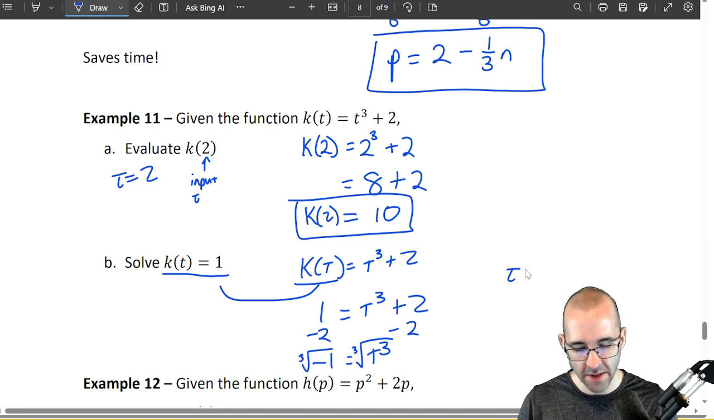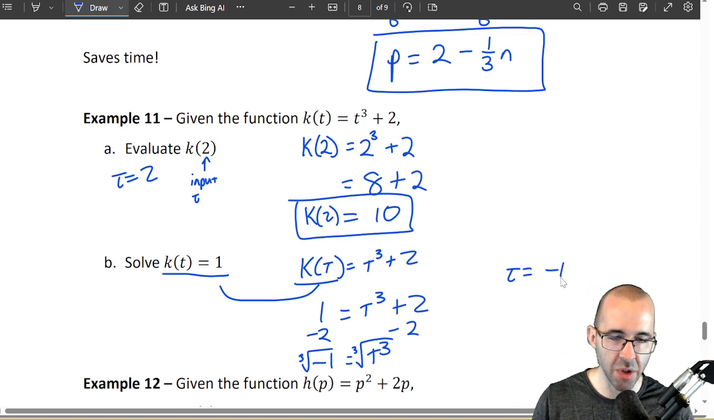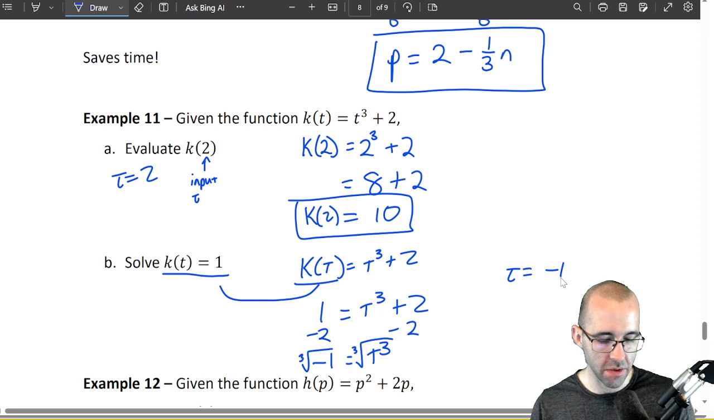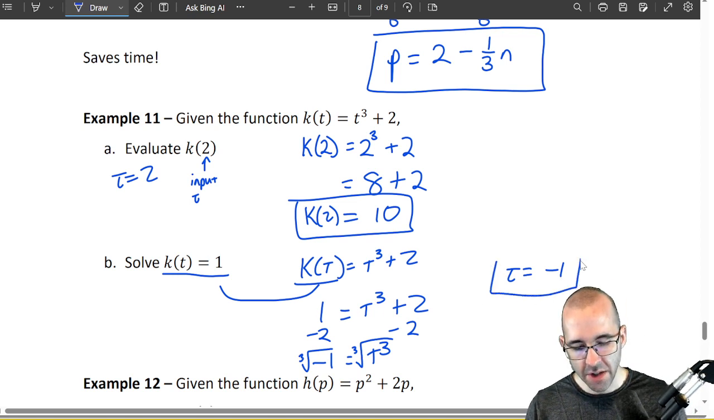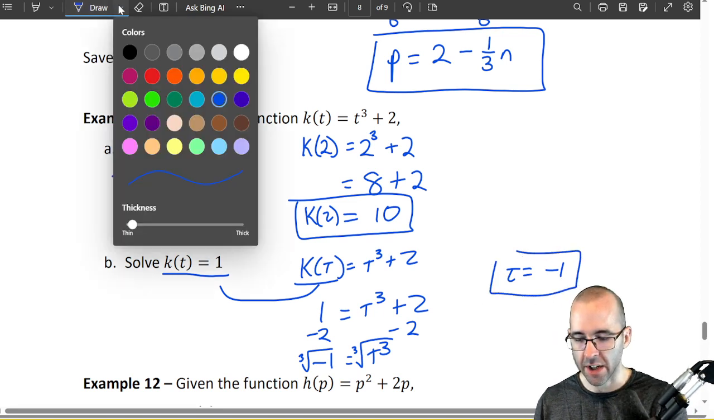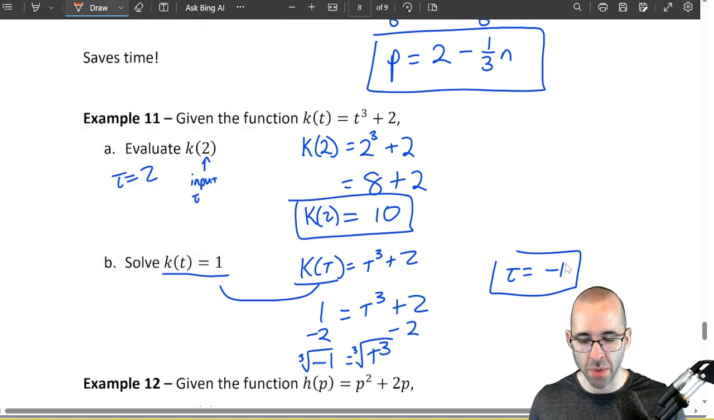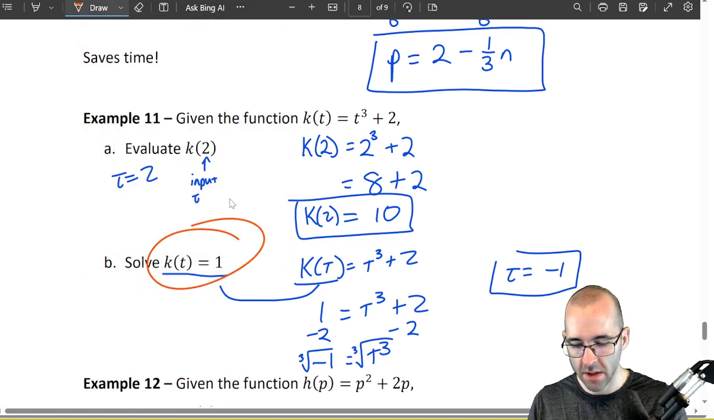We're going to get that t is equal to the cubed root of -1, which is -1. And your calculator can help with this. You need to brush up on cubed roots. And you can check your answer here. It's a really good idea to check your answer. An input of -1 should be an output of +1, right? That's what we're claiming here.